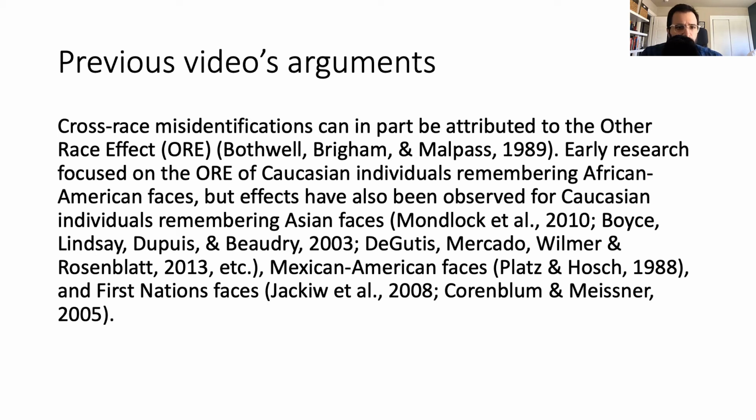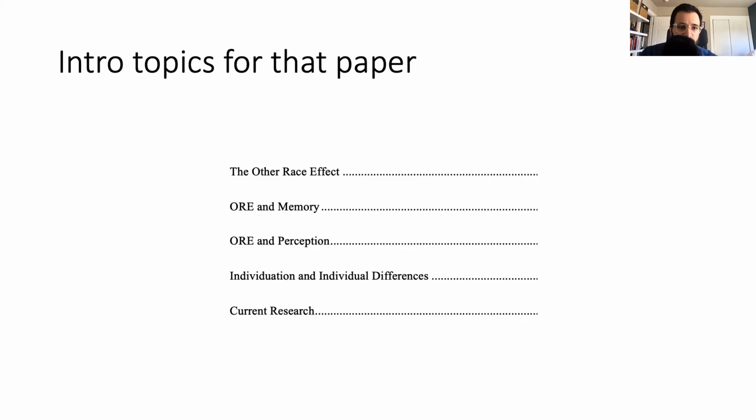So we were making the point that most of the research is done comparing African American faces to Caucasian faces with Caucasian participants, but there's also effects when you show Caucasian individuals Asian faces, Mexican American faces, and First Nations faces. And remember, this is probably not a perfect paragraph. It doesn't have a good, strong conclusion statement. But I wanted to show you a little more about this paper.